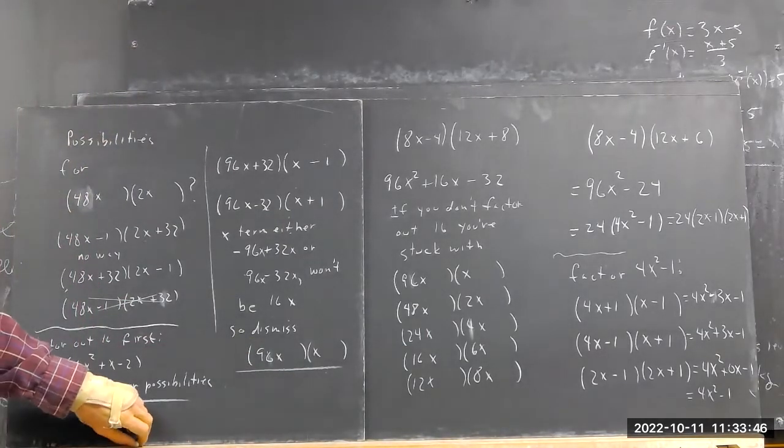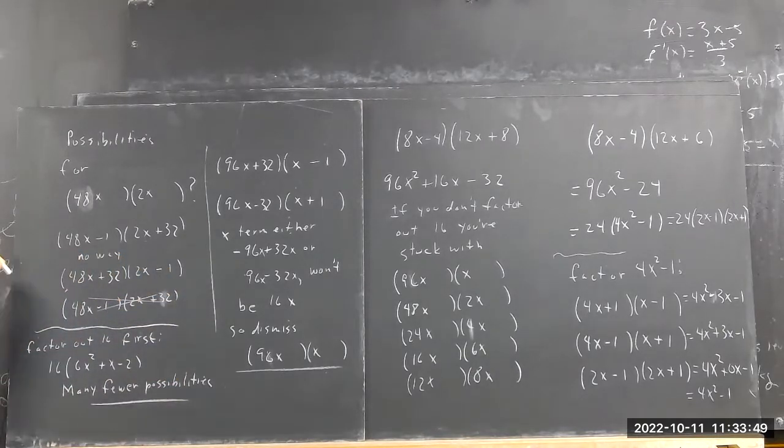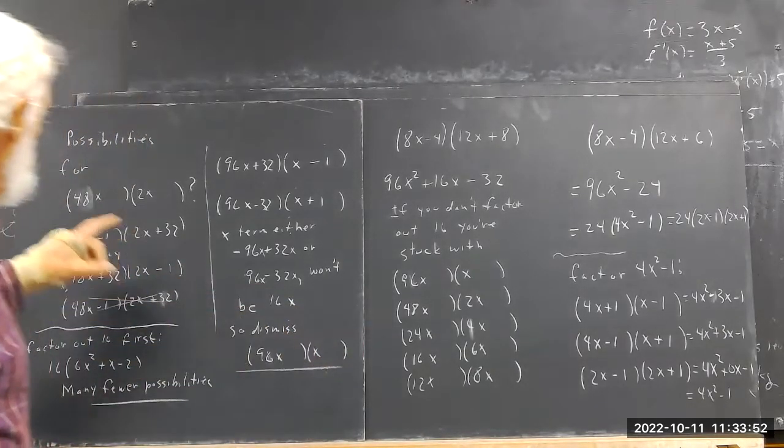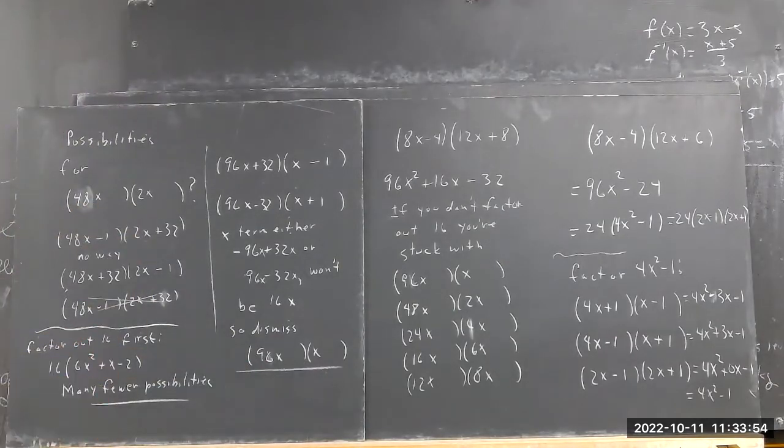Okay, well, then we look at possibilities for the second breakdown with 48x and 2x, and we kind of hit the jackpot on that one. Just lucky. But if we use negative 1 and 32, well, no way. 32 times 48x. What in the world is that going to be? Well, that's going to be... 16,390, something like that.